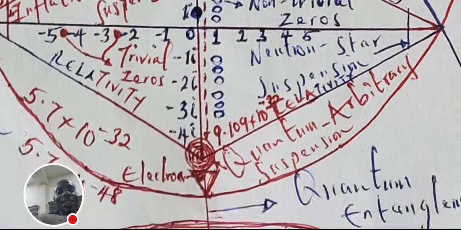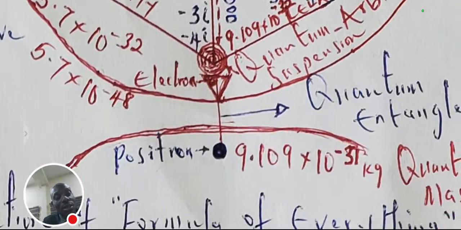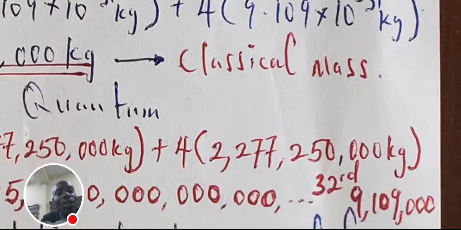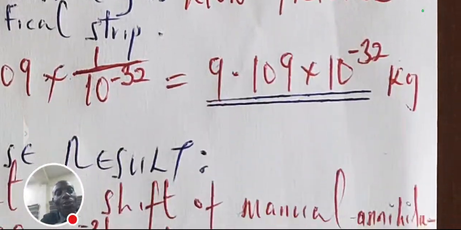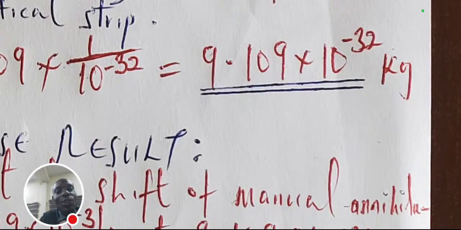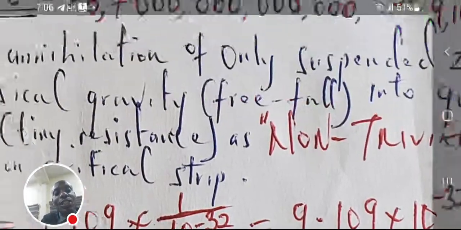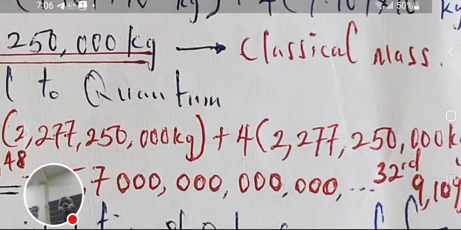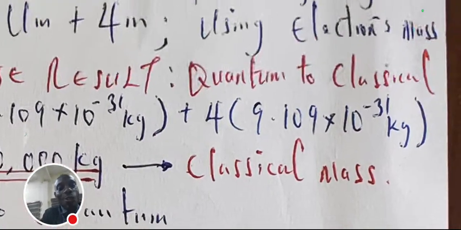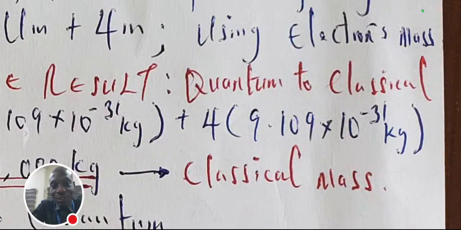So we know that the mass of the electron has decayed to the value that we have right now, which is 9.109 times 10 raised to power minus 32. So how can we now confirm this? Now, what I want you to know is this.